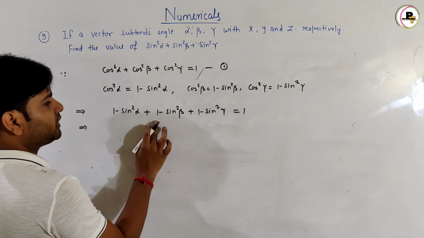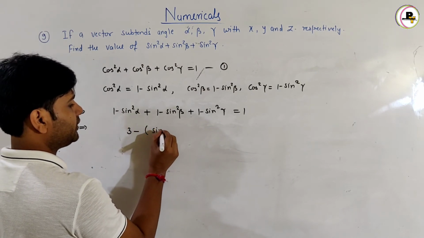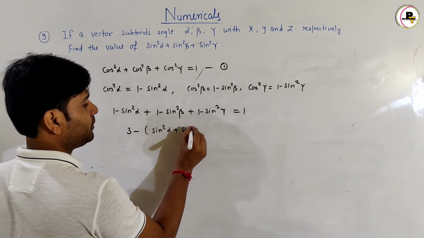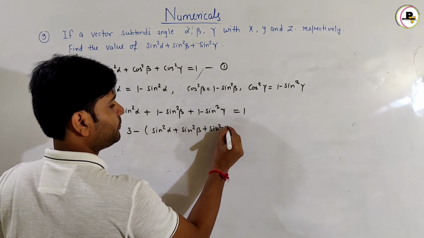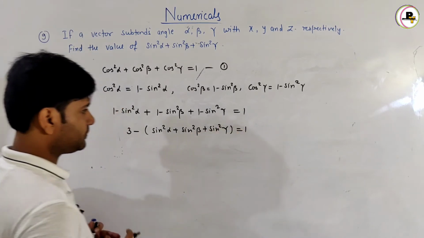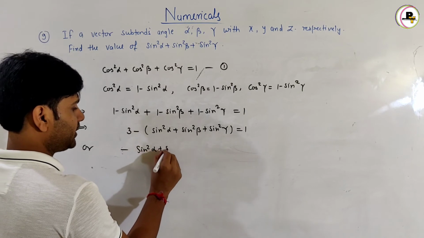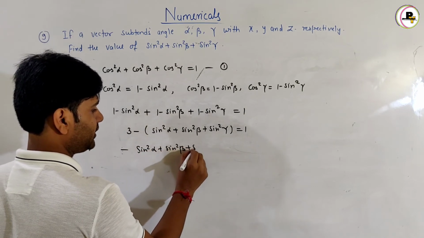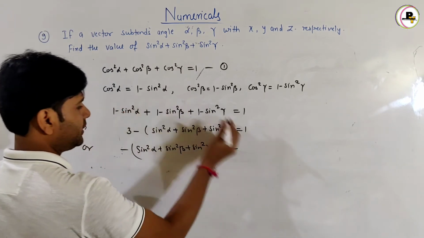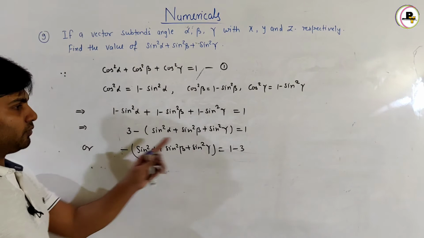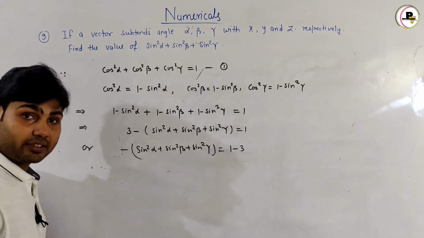Therefore we can write here 1 plus 1 plus 1, that is 3, and if we take minus sign common, then I can write here sine square alpha plus sine square beta plus sine square gamma equals to 1. Or I can write here minus (sine square alpha plus sine square beta plus sine square gamma) in bracket equals to 1 minus 3. 1 and this 3, if we take on right hand side, then it becomes minus 3.